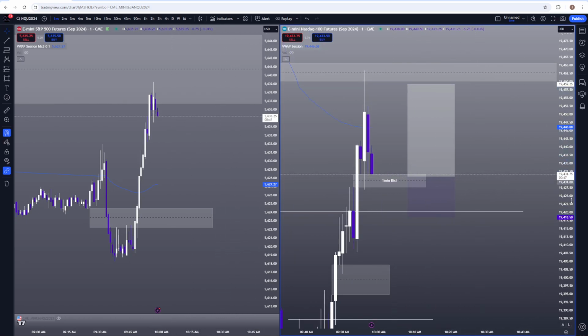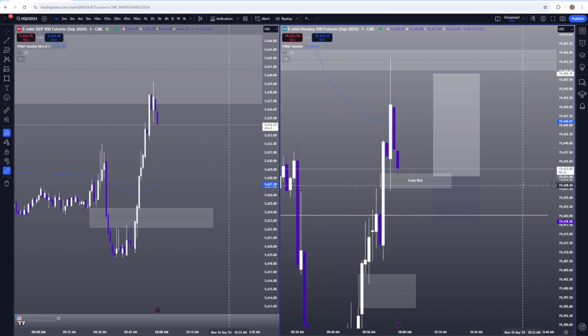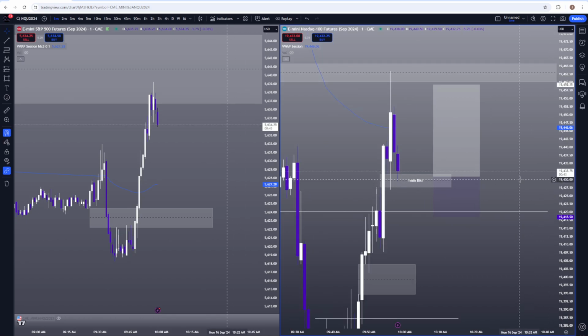So I'm still going to look for another entry. Now we just need to see some extra confirmation and more structure to start forming here, because that was very aggressive. Very, very aggressive. So I'm glad some of you guys were able to catch that move. I didn't have the time. All right, let's see. Is price going to keep respecting this 1 minute busy?